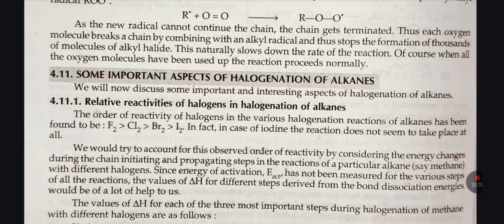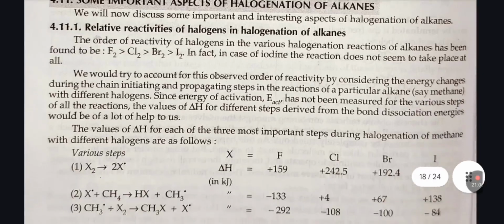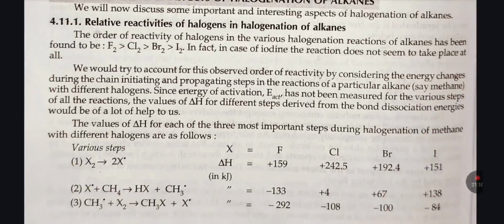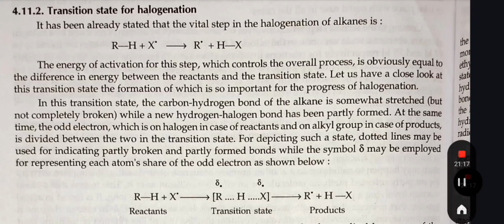We will try to account for this observed order of reactivity by considering the energy change during the chain initiation and propagation steps in the reaction of a particular alkane, say methane, with different halogens. Since energy of activation has not been measured for the various steps of all the reactions, the value of delta H for different steps derived from the bond dissociation energy would be of a lot of help to us. The value of delta H for each of the three most important steps during halogenation of methane with different halogens are given below.